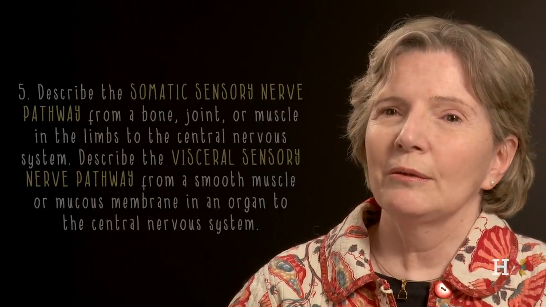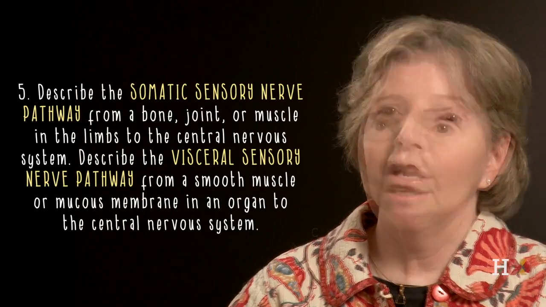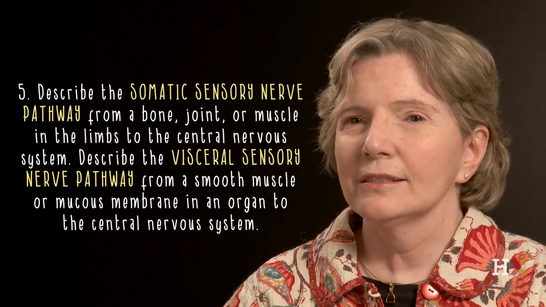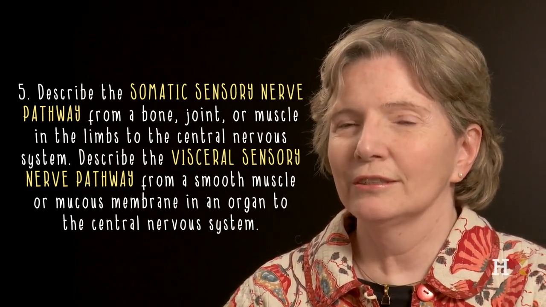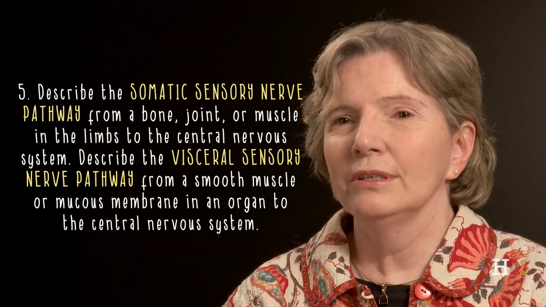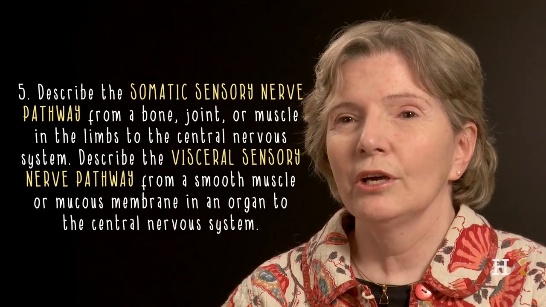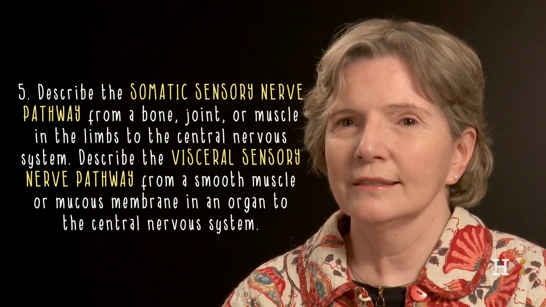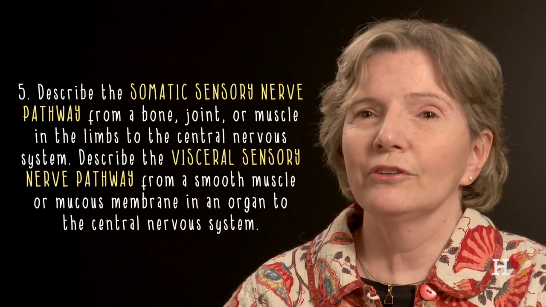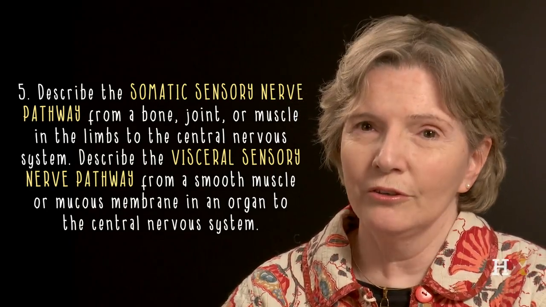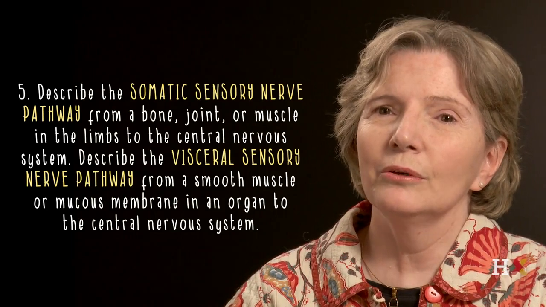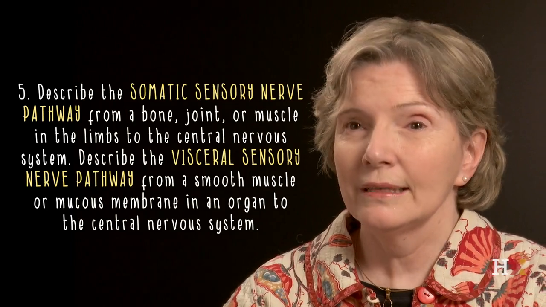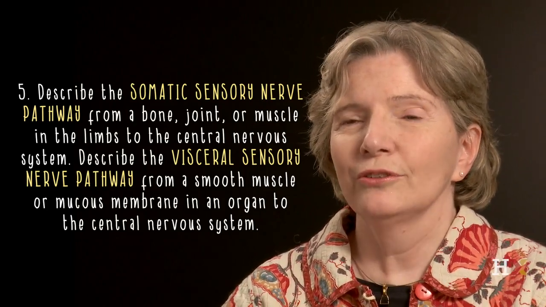5 is to describe the somatic sensory nerve pathway from a bone, joint, or muscle in the limbs to the central nervous system. And since this is the musculoskeletal anatomy course, that will be important not only for understanding the anatomy, but also for helping you figure out your diagnosis in each of the cases. And also to describe the visceral sensory nerve pathway from a smooth muscle, such as you would find in a blood vessel or in the walls of the respiratory, digestive, or urogenital organs, from that smooth muscle back to the central nervous system.